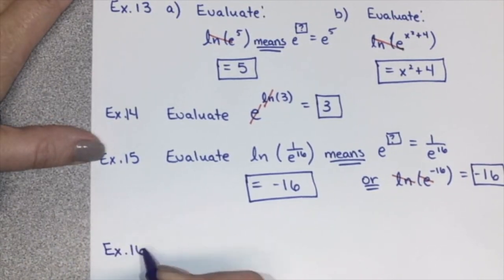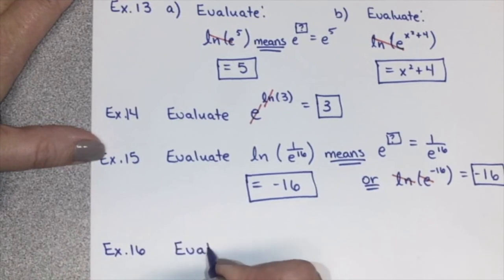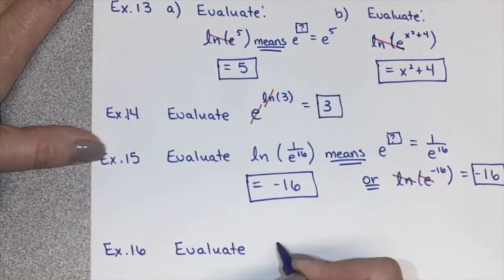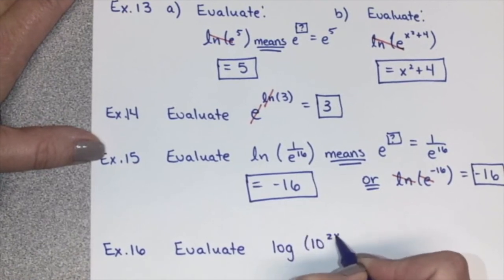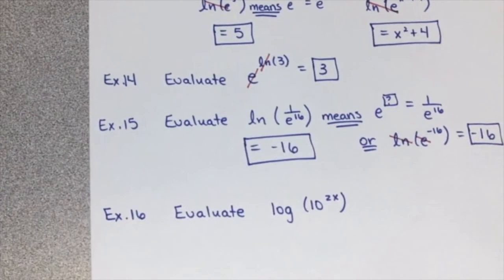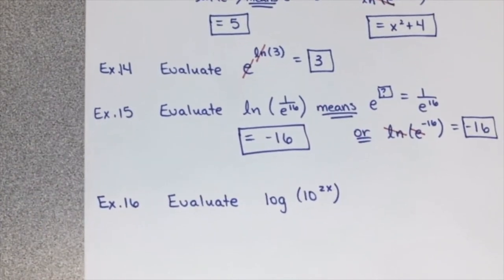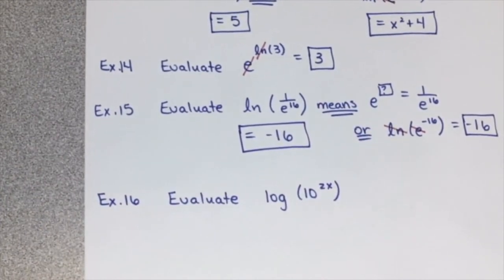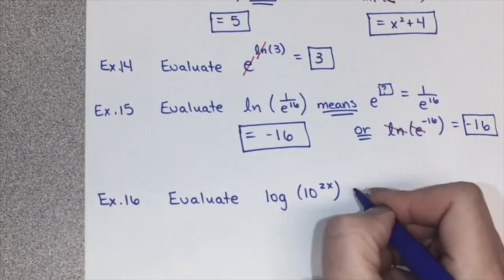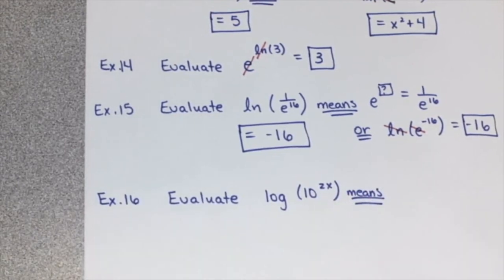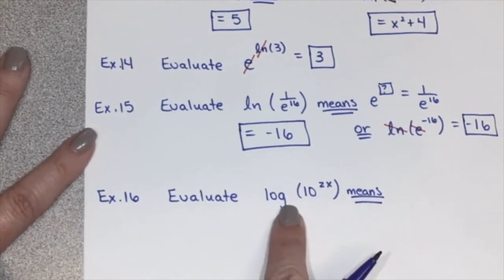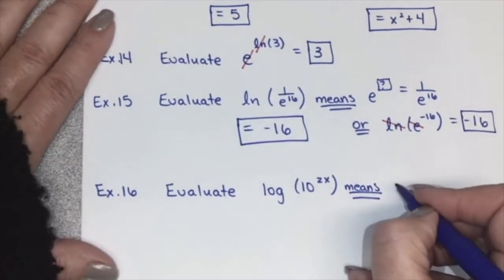All right, so let's switch back over to common log or just the log type log. So notice I'm asking you to evaluate log of 10 to the 2x power. Okay, so note I did not give you a base. So what's the understood log base when I don't tell you? 100? Well, no, that's not the understood base, right? The understood base is what?